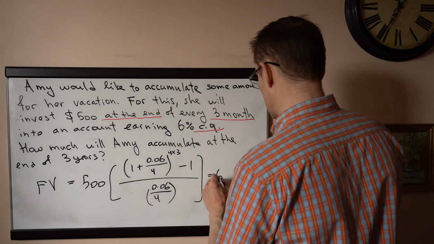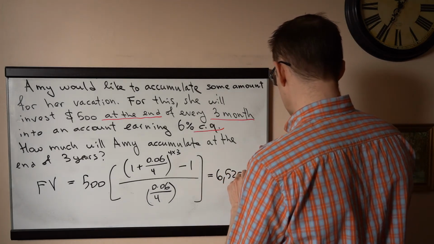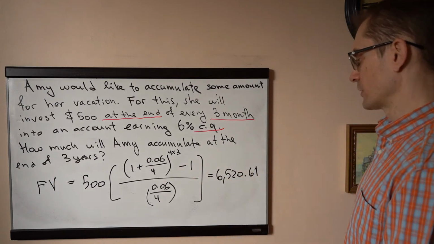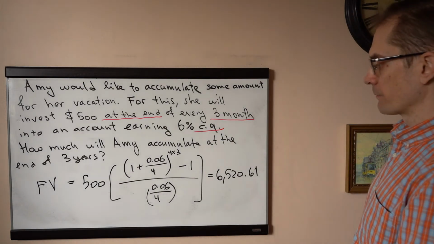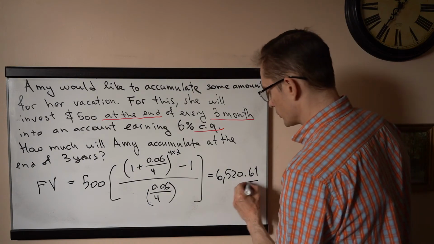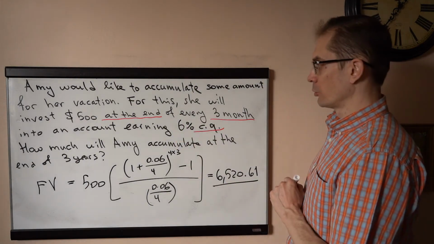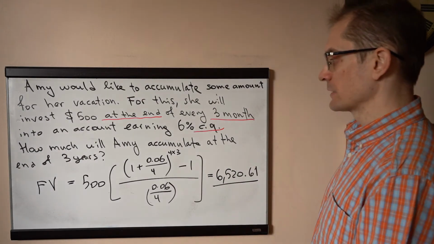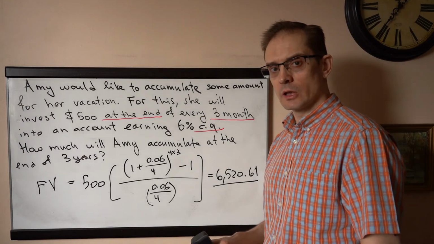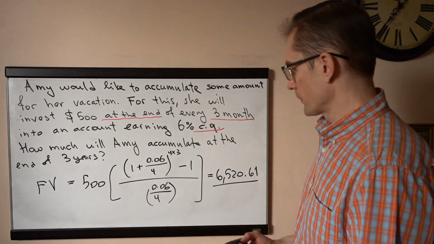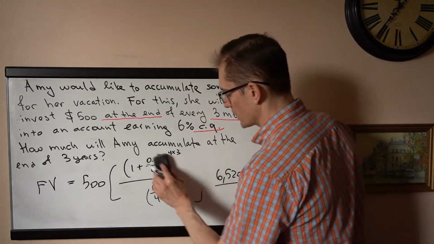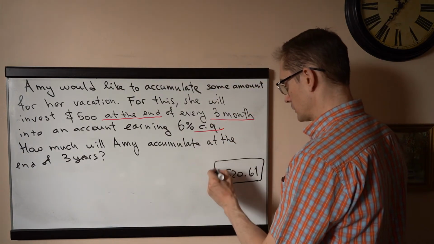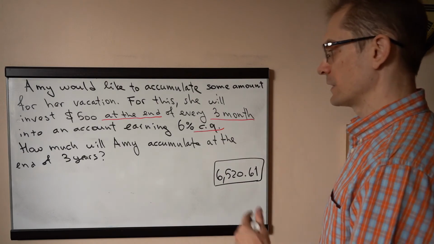So I obtained 6,520.61. That's the amount of money that Amy would accumulate after 3 years. So what I want to do now is ask another question, how much interest will Amy earn? Let me keep this future value already calculated on this side. That's the future value that we'll have at the end of 3 years.